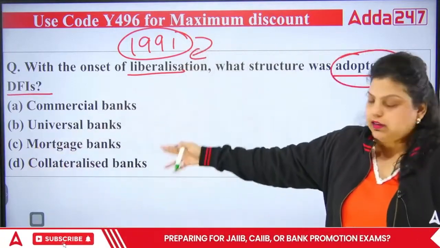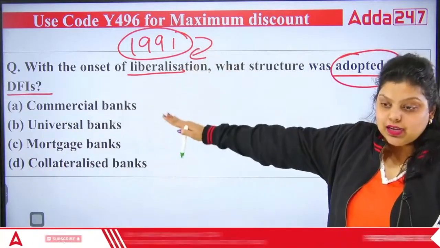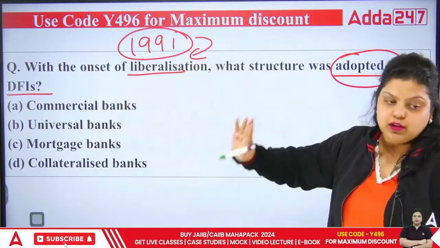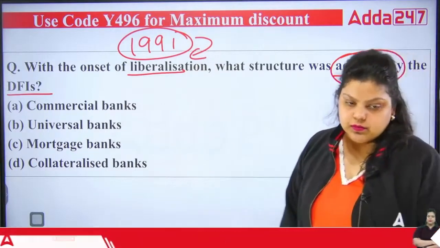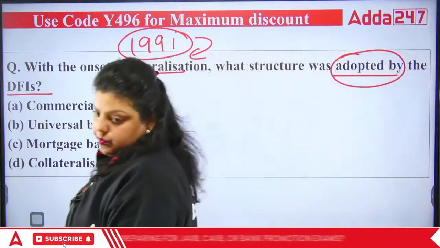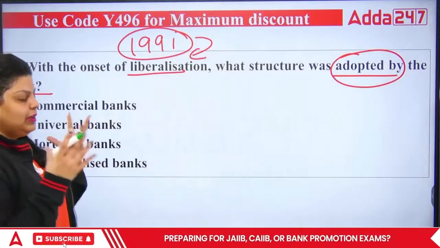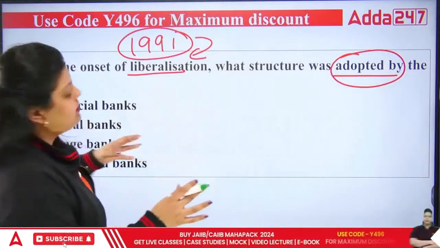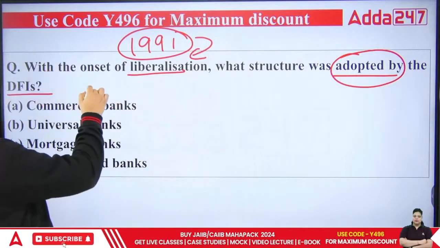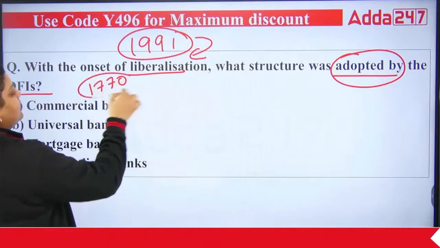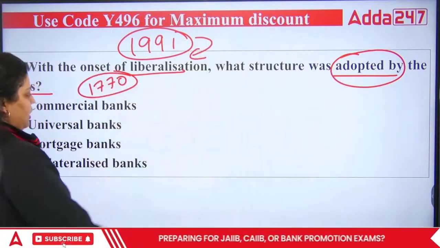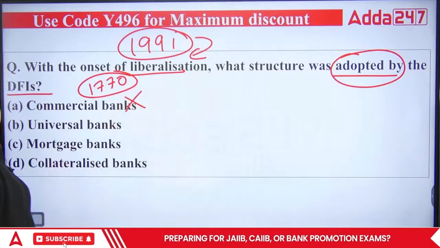Which of the following is that? First is saying commercial bank, second is saying universal bank, third is saying mortgage bank, fourth is saying collateralized bank. So which of the following is true? Now you can simply use the elimination method. Always use the elimination method. Commercial banks were working from 1717. The first bank we got, Bank of Hindustan. So obviously it's not true.